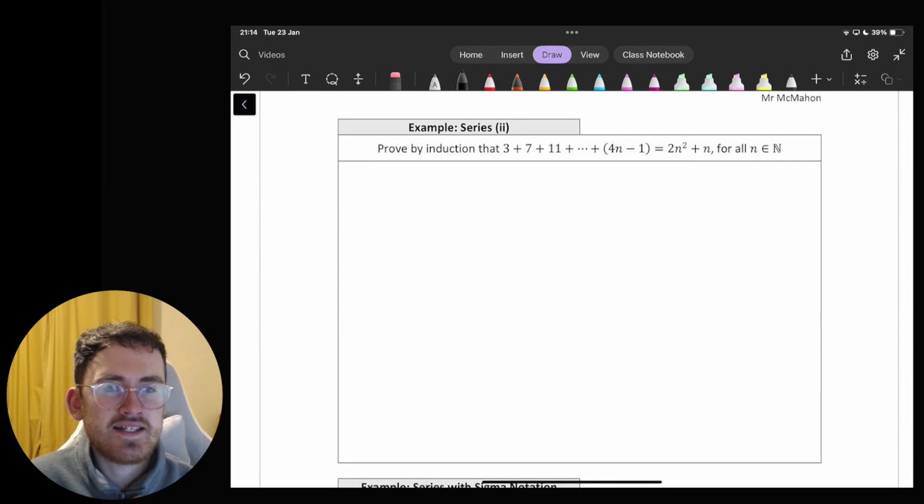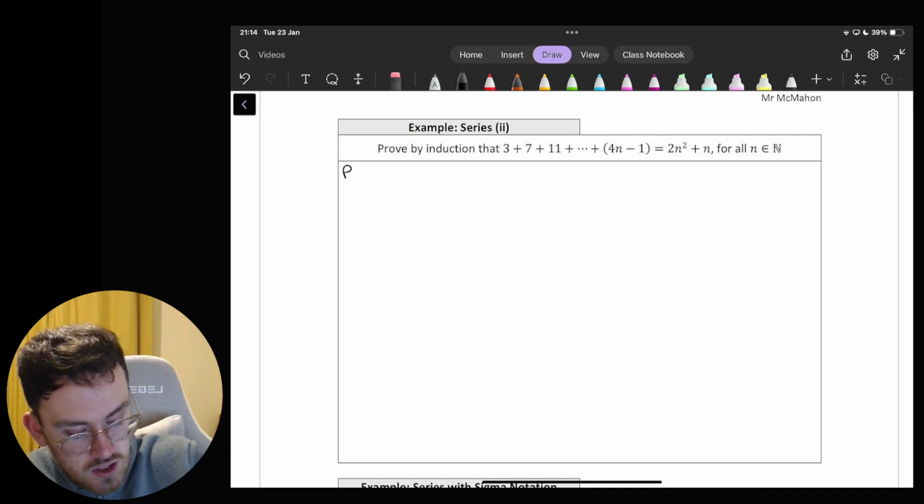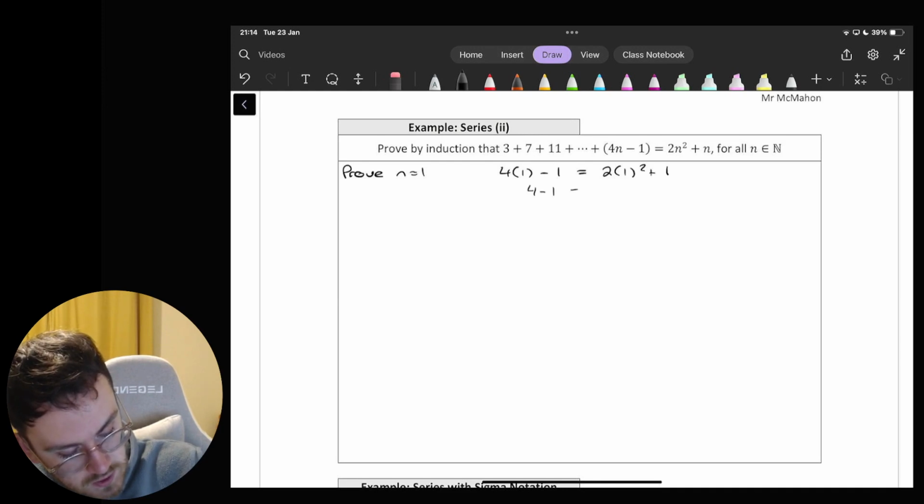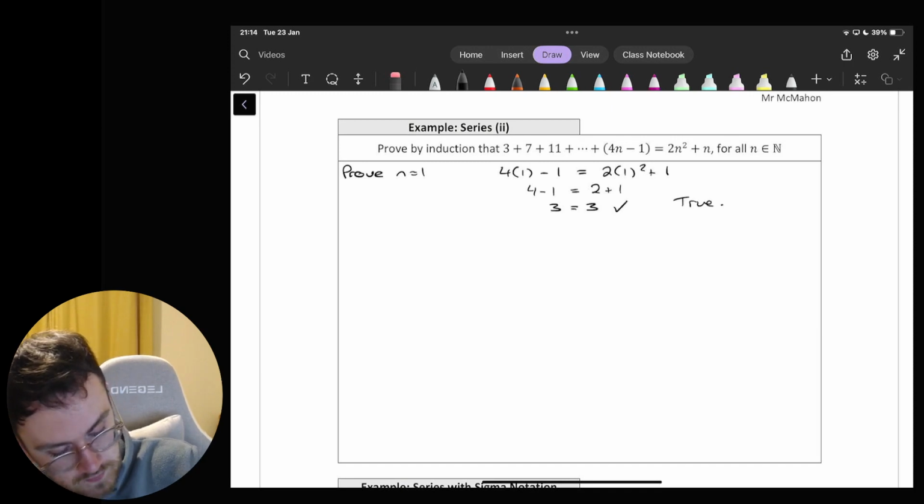So looking at the next example here, a slightly different sum, but we approach it in the same way. Start off with the same first step. We're going to prove for n equals 1. So I take my general term, which is 4 times n minus 1, and I'm going to sub 1 in both places. So 4 minus 1 equals 2 plus 1, and I get 3 equals 3, which of course is true.